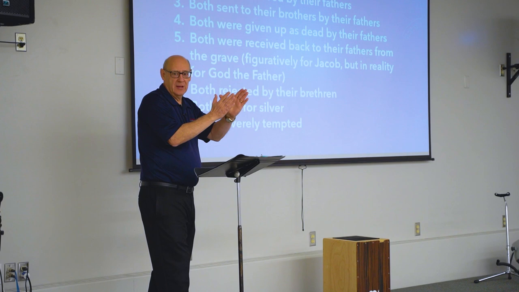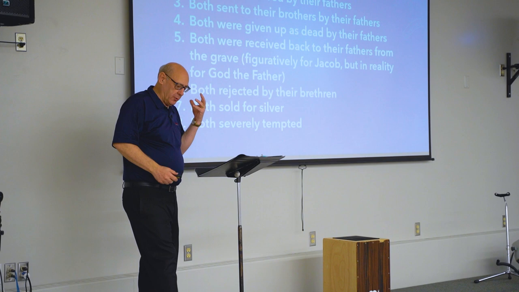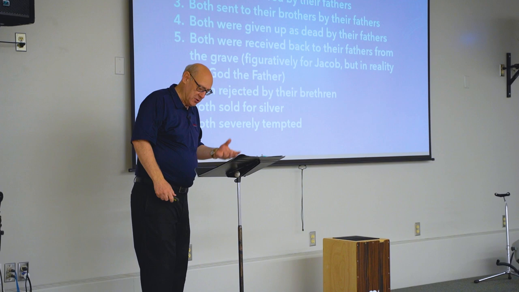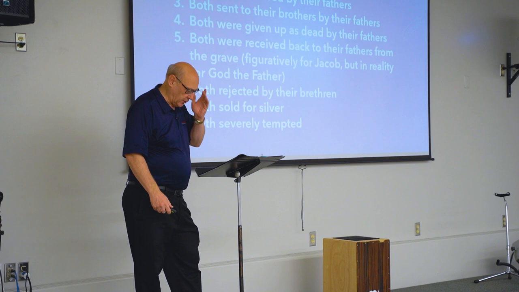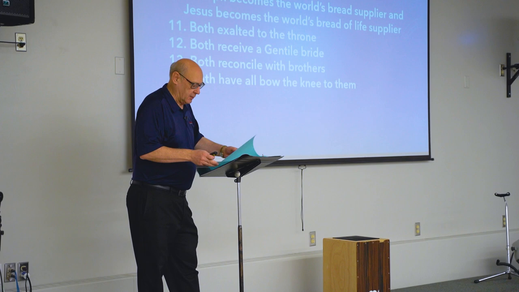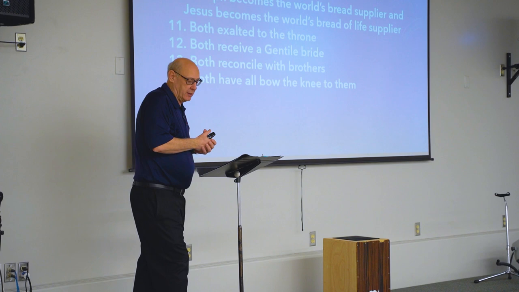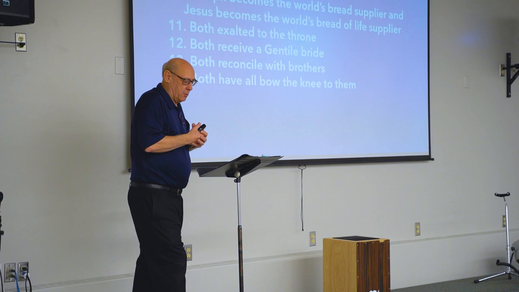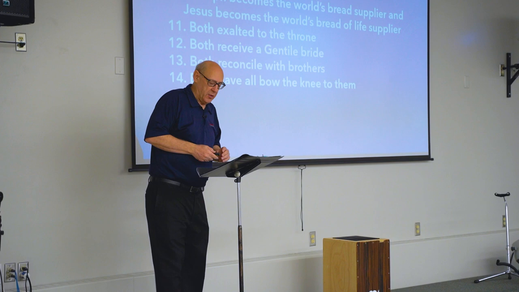Both firstborn, both beloved of their fathers, both sent to their brothers by their fathers, both given up as dead by their fathers, both received back to their fathers from the grave, figuratively for Jacob, but in reality for God the Father, both rejected by their brethren, both sold for silver, both severely tempted, both suffer as criminals. Joseph becomes the world's bread supplier, and Jesus becomes the bread of life supplier. Both exalted to the throne, both receive a Gentile bride, both reconcile with their brothers, and both have all bow the knee to them. It's just like 14 parallels like that.